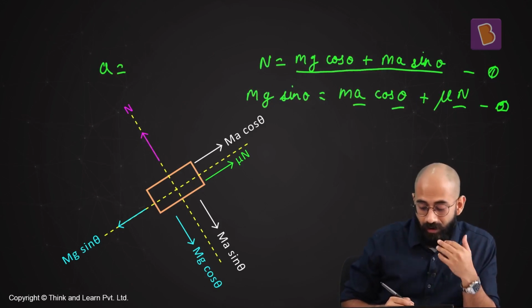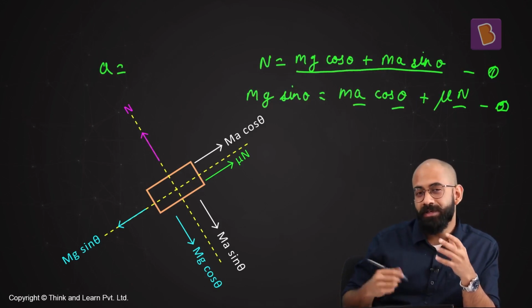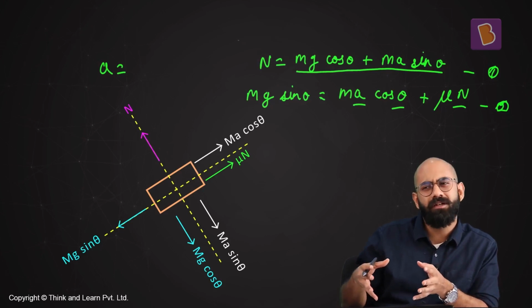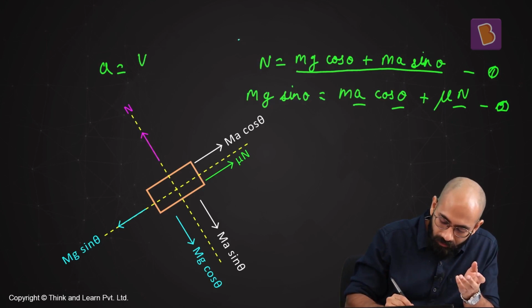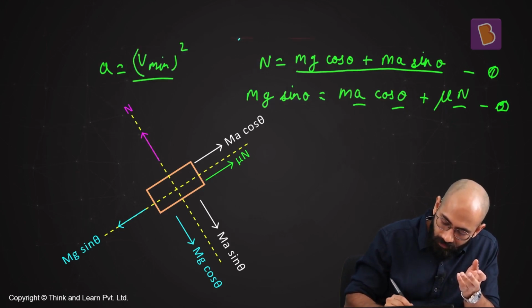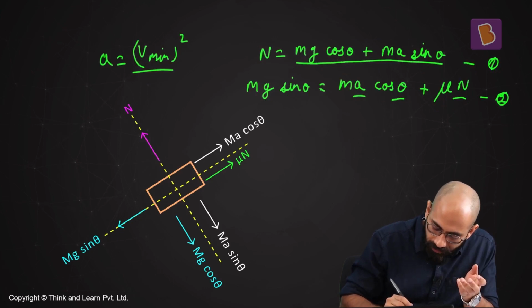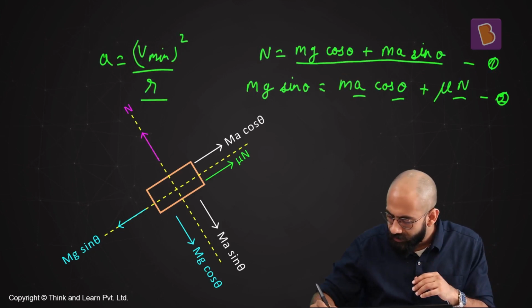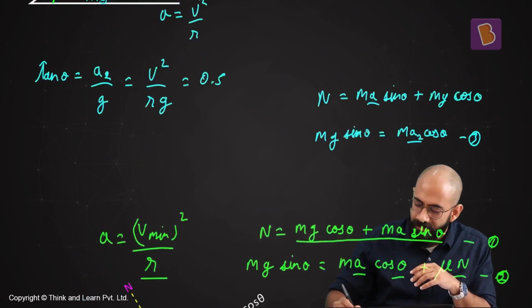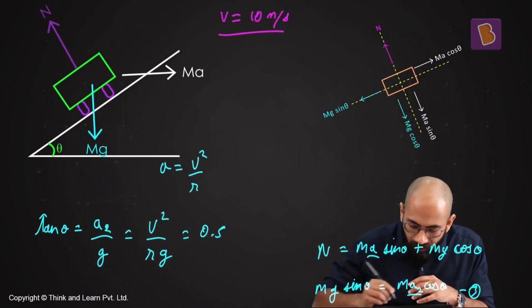But now our objective is to find the minimum and maximum speed, and this is the condition corresponding to minimum speed. But A we know will be equal to V min squared by R, right? Just so that we're not confused, this A is a different value of A. So I'll call this A2.